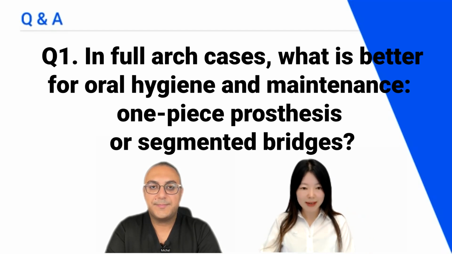Question number 1. In full arch cases, what is better for oral hygiene and maintenance, one-piece prosthesis or segmented bridges? Well, for oral hygiene and maintenance, it depends on the height of the restoration. So in FP3 cases, where you have a long restoration with white and pink, it is better to make it as one arch, because if it's segmented, it will be very difficult to clean and floss between. However, in FP1 cases, where there are only white teeth, you can segment into 3 bridges, anterior 1 and 2 posteriors.